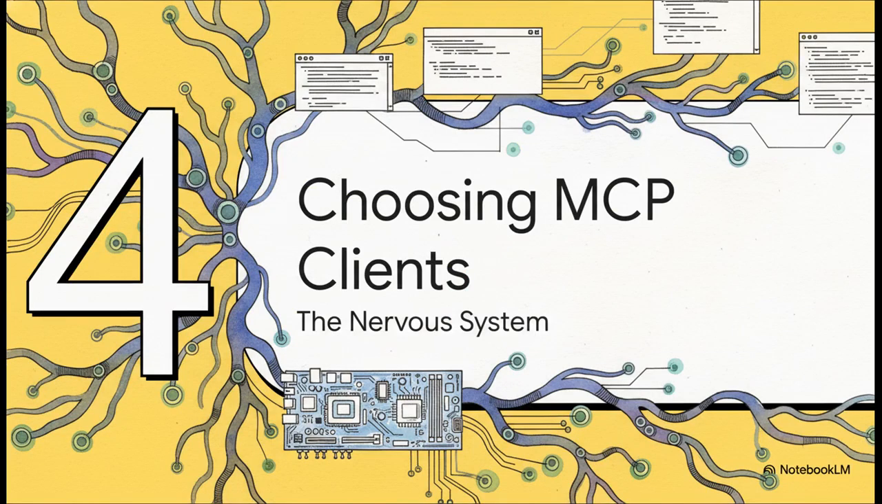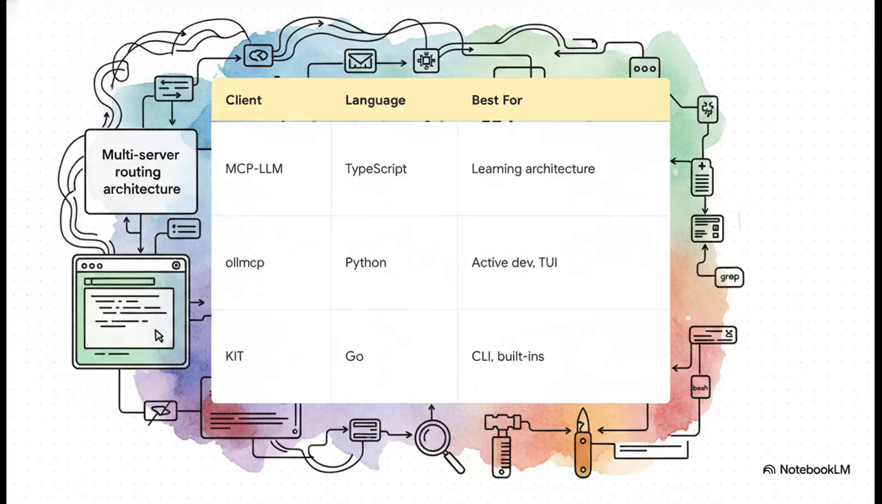Section 4, choosing your MCP client. To actually run that loop, you need a software bridge, your nervous system, and you actually have several great open source options to pick from depending on your technical vibe. If you're a developer wanting to tinker in TypeScript and study multi-server routing, Butruff's MCP LLM Bridge is a fantastic standalone option. If you prefer Python, Jonigal's All-MCP client offers a beautiful terminal UI and active maintenance.